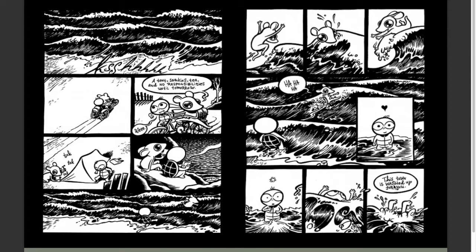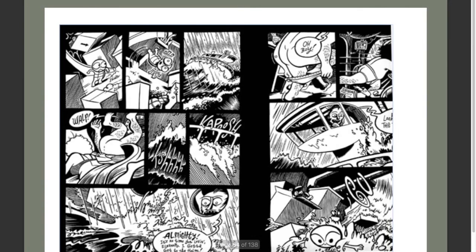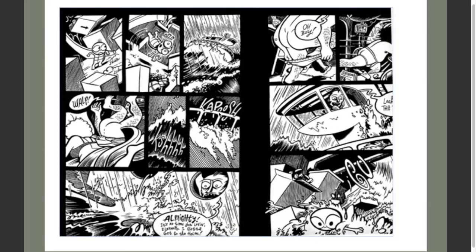And here's more from that first book, Goodbye Chunky Rice. You can see how the lettering for things like the waves and the hammering fit in with the lettering that you see for the rest of the dialogue. More from Goodbye Chunky Rice, Kapoosh, Kush, Whelp, Almighty, etc.